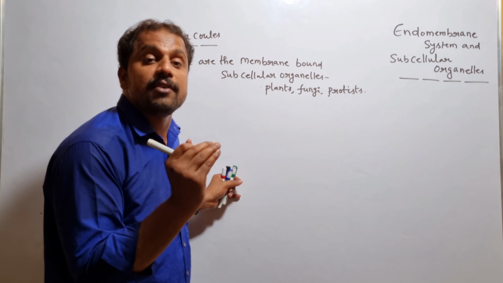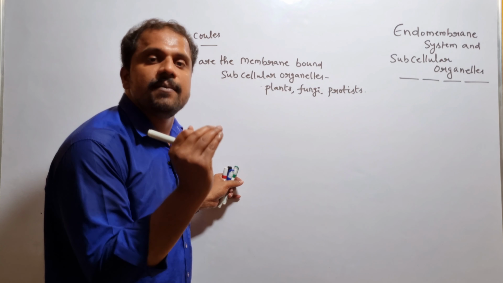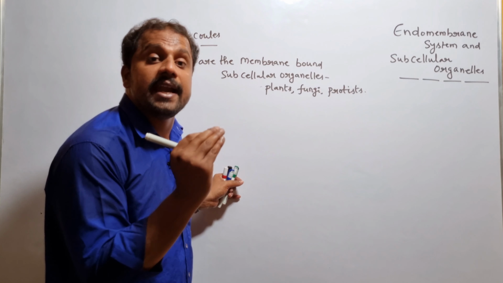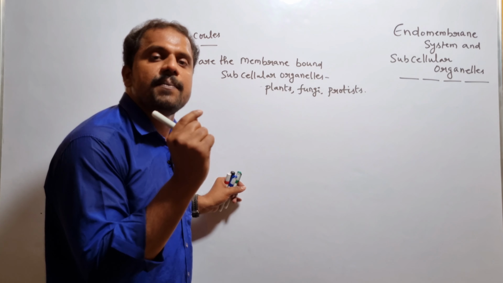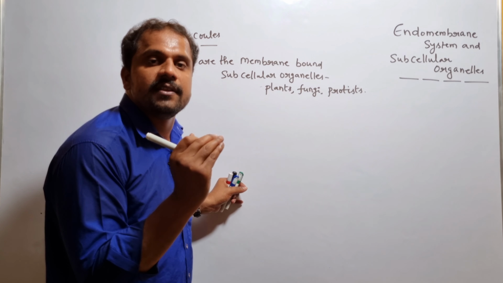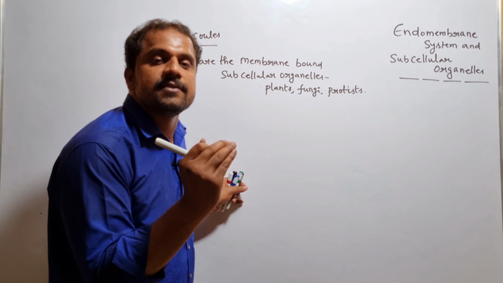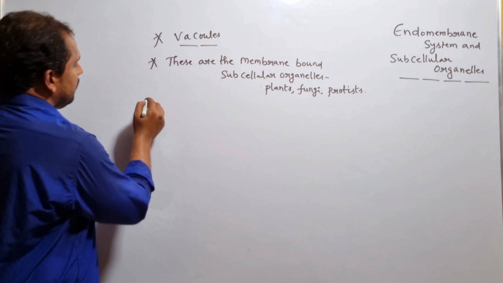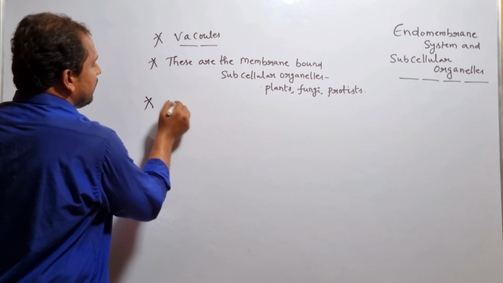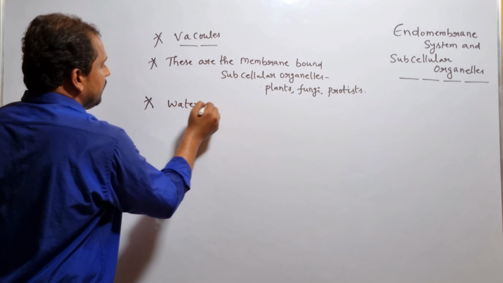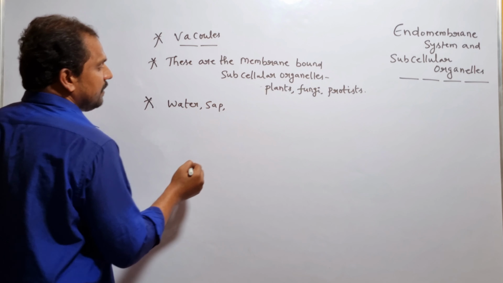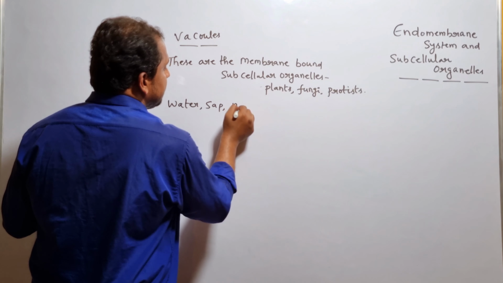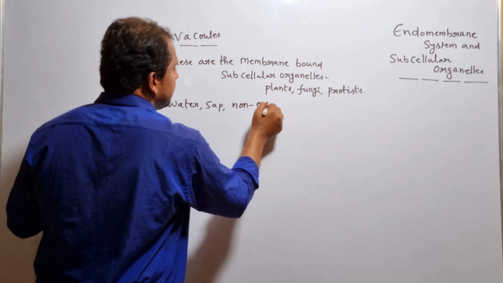And the vacuole is enriched with certain chemical constituents like water as well as sap. And the vacuole is also enriched with certain non-essential components which are a part of the plant cell. Vacuoles contain water, sap, and also certain non-essential components.